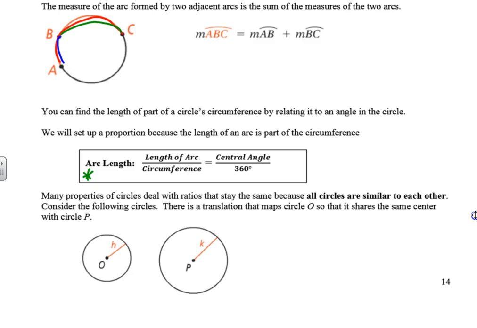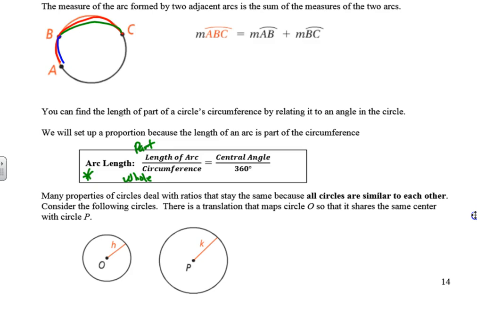The length of the arc is a fraction of the total, right? So you think of this, the top is the part, the bottom is the whole. The circumference is the whole distance. The central angle is the part, 360 is the whole.